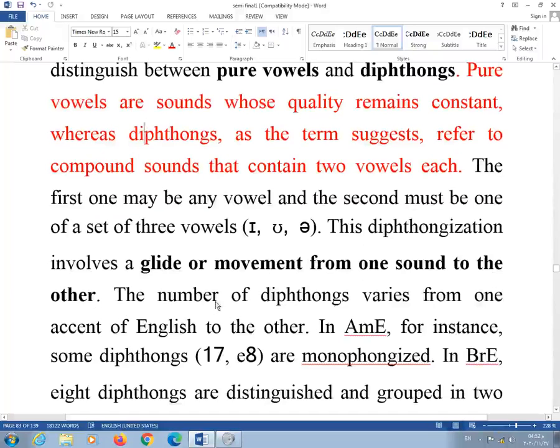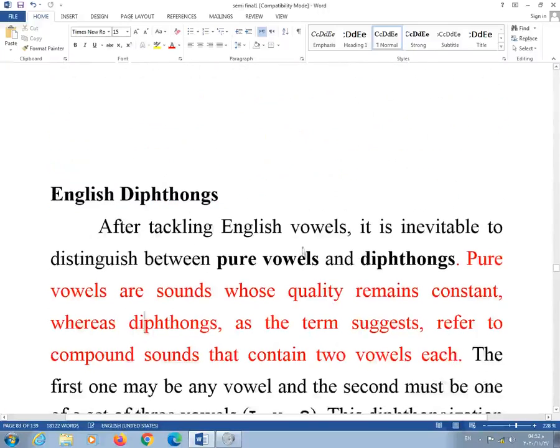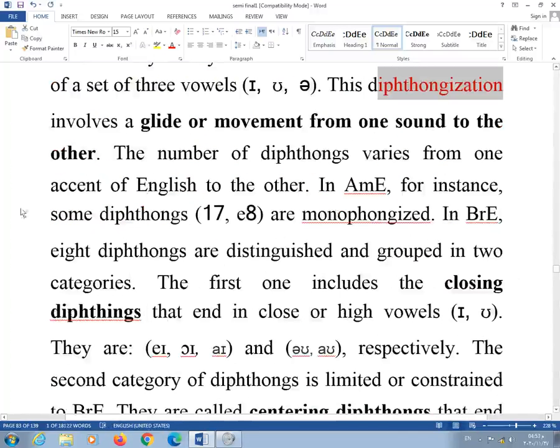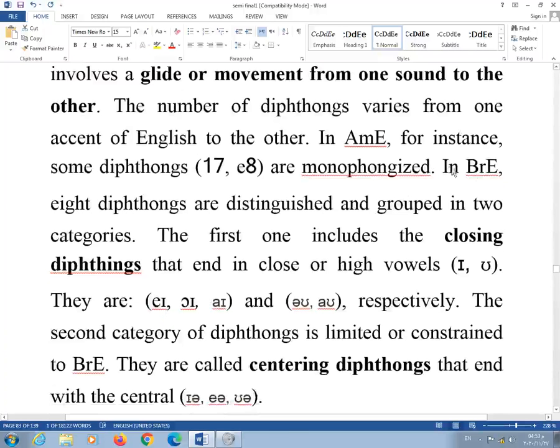Okay. So here we have learned three things: pure vowels, whose quality remains constant, and diphthongs, which are compound sounds that each contain two vowels. And we talked about diphthongization, which means a glide or movement from one sound to another sound. And the number of diphthongs varies from one accent to another. We learned that RP is the most important one, so now we are focusing on RP.